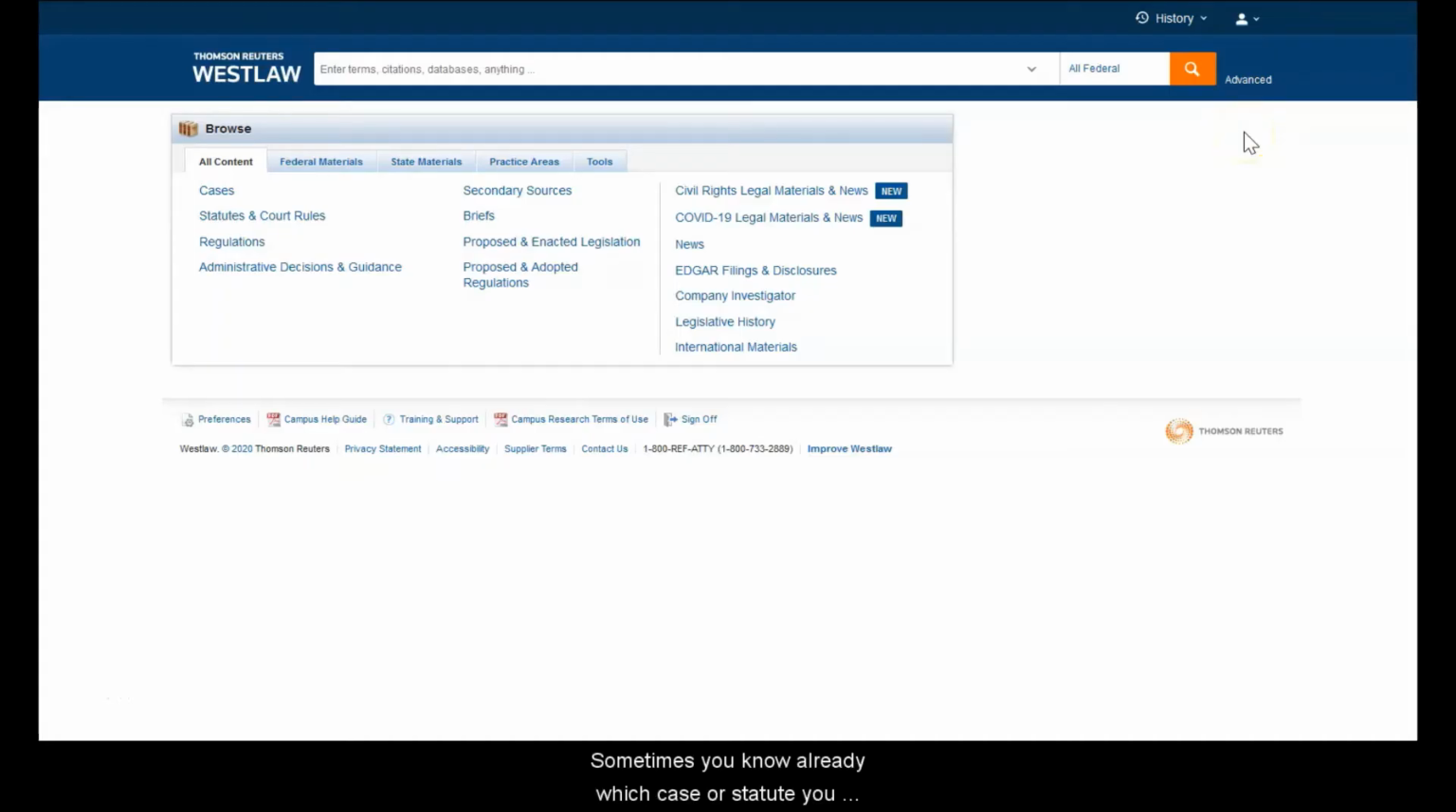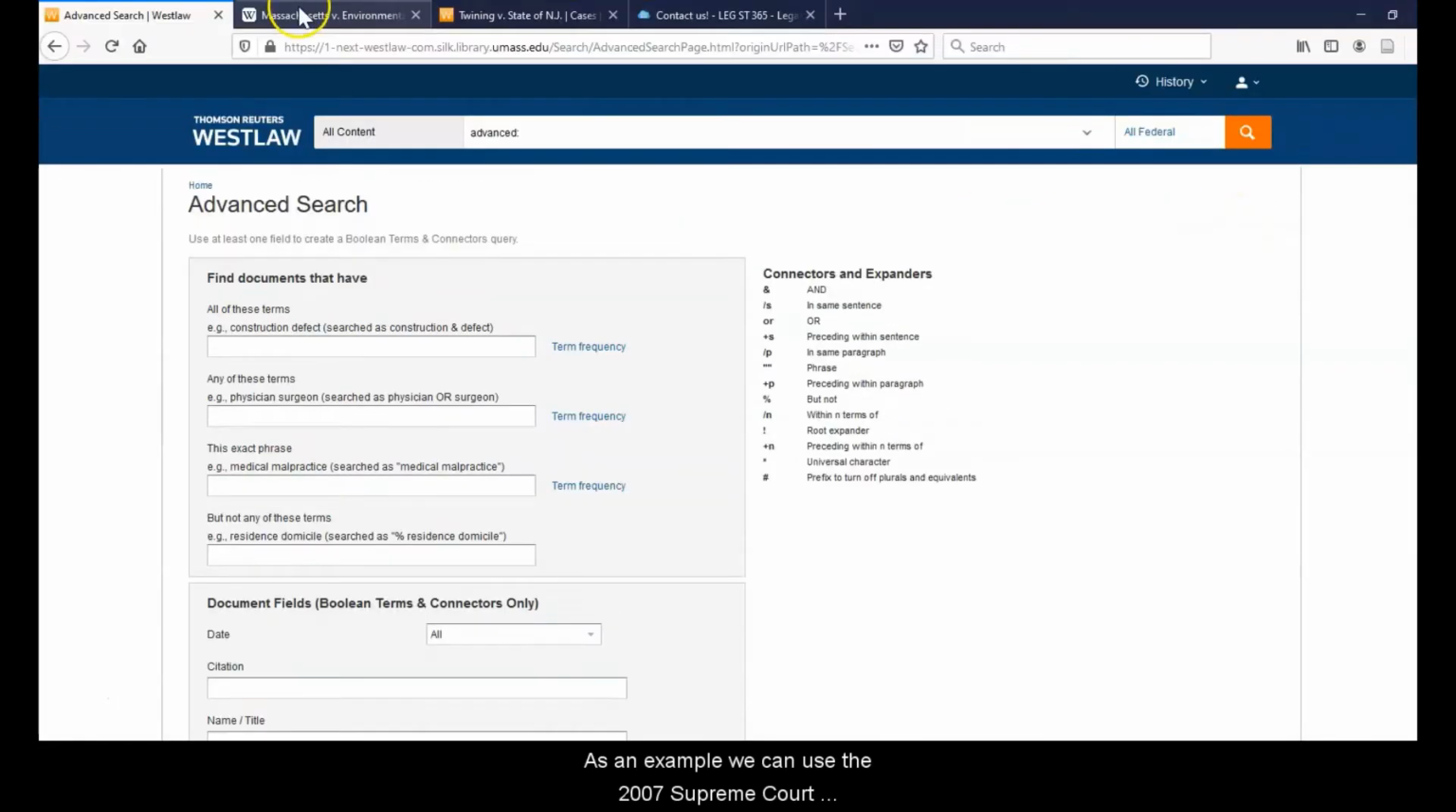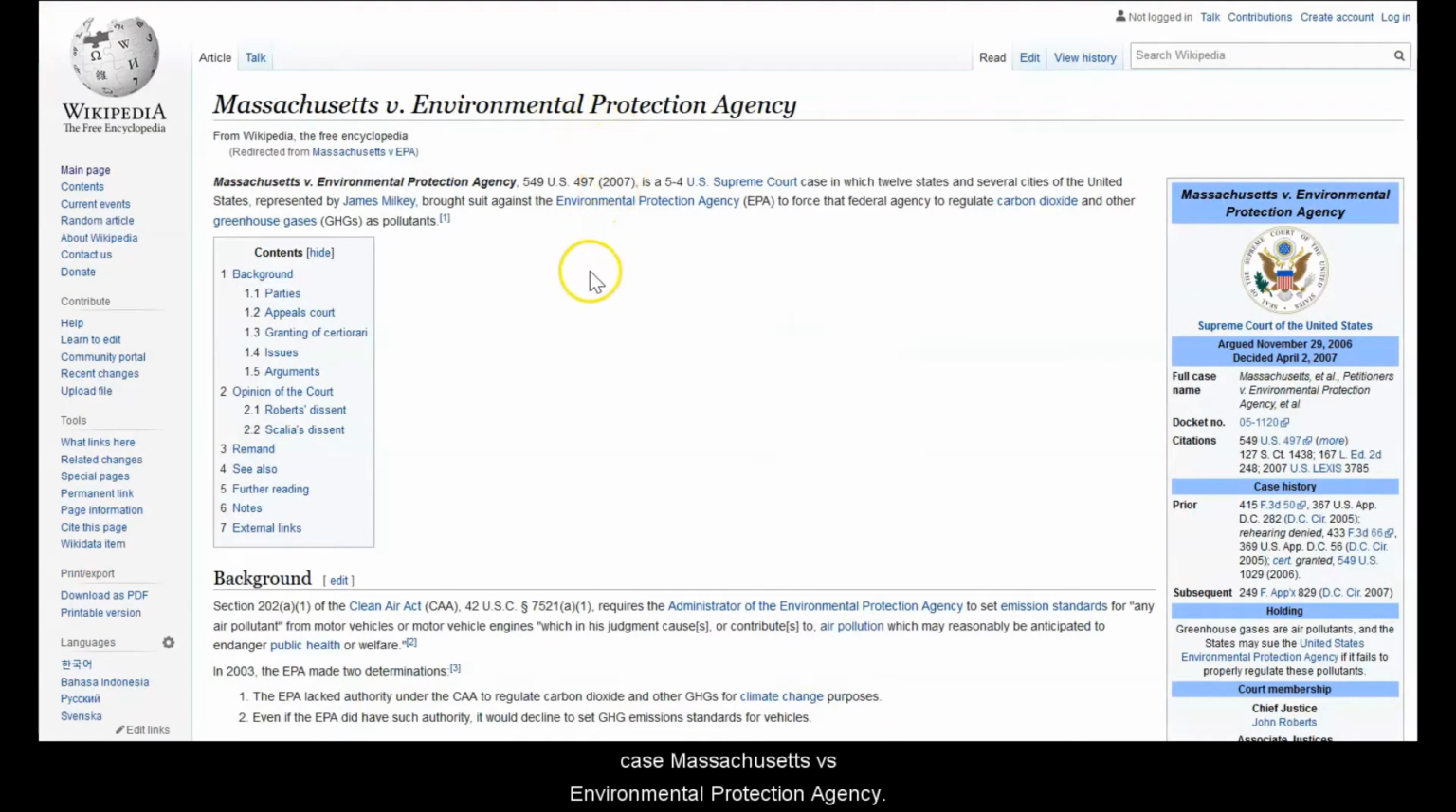Sometimes you know already which case or statute you want to look at. You might have the title or the citation itself. In that case, you can search for it directly by using advanced search. As an example, we can use the 2007 Supreme Court case Massachusetts versus Environmental Protection Agency.